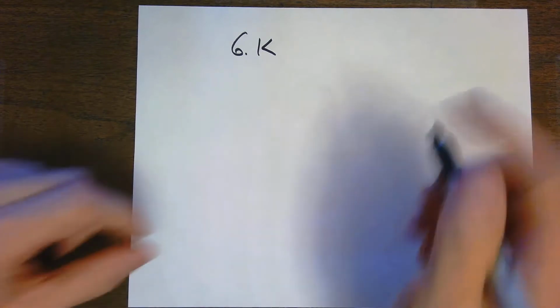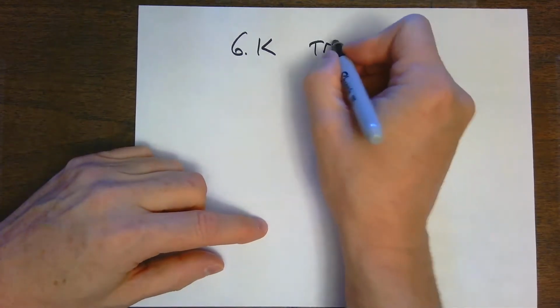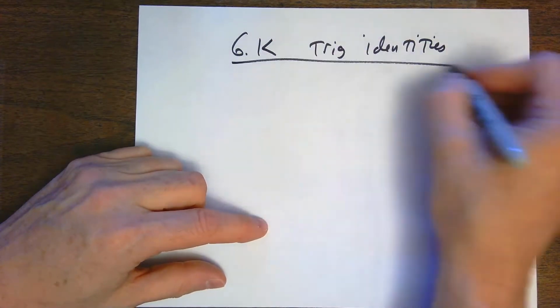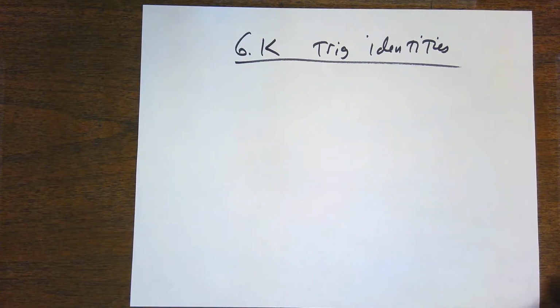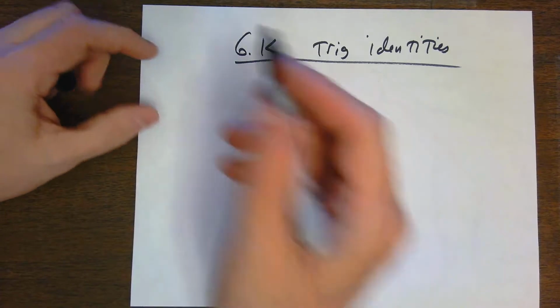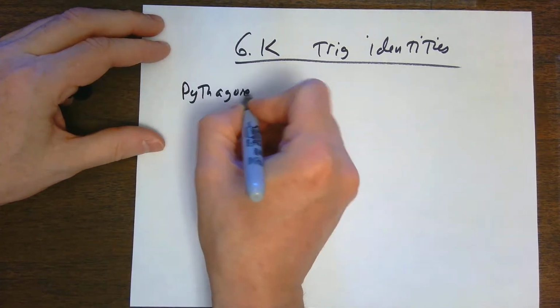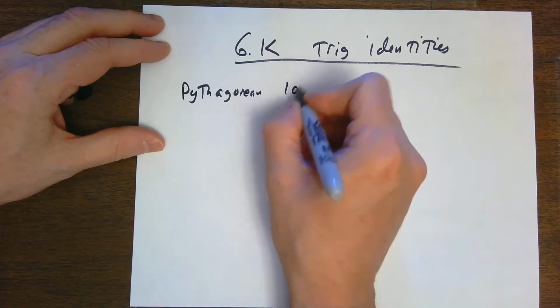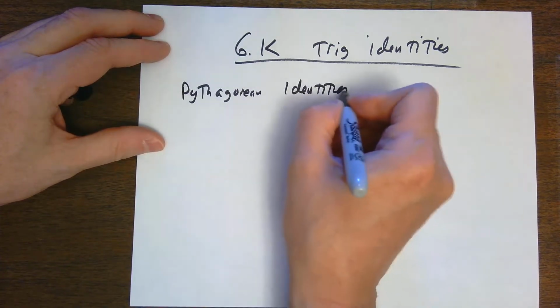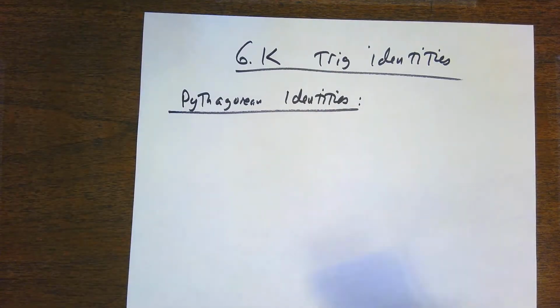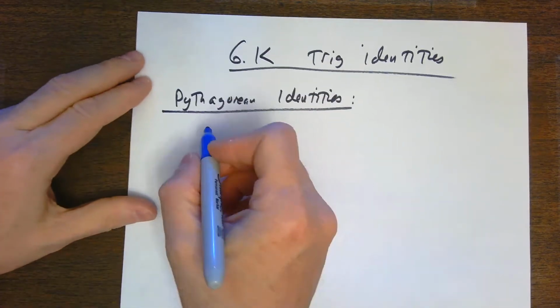We're going to continue to look at some more trig identities. And the three we're going to talk about today are biggies. These three are pretty big ones. These are known as the Pythagorean trig identities. I should have put Pythagorean trigonometric identities in here. And they are as follows.